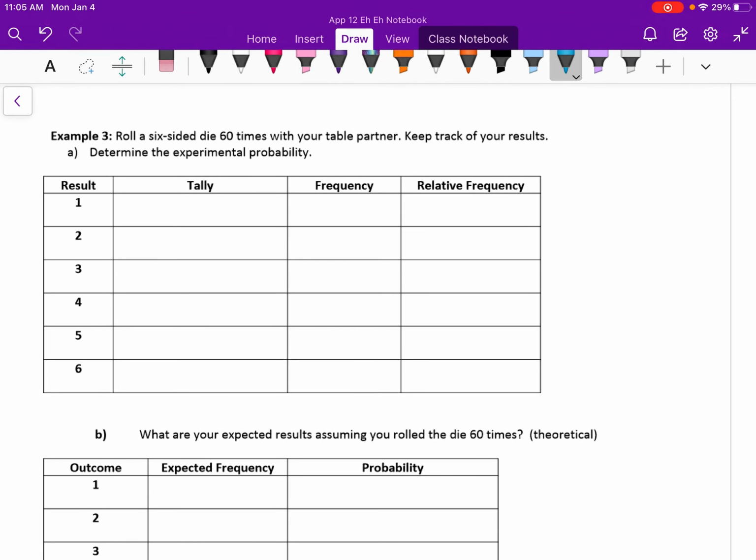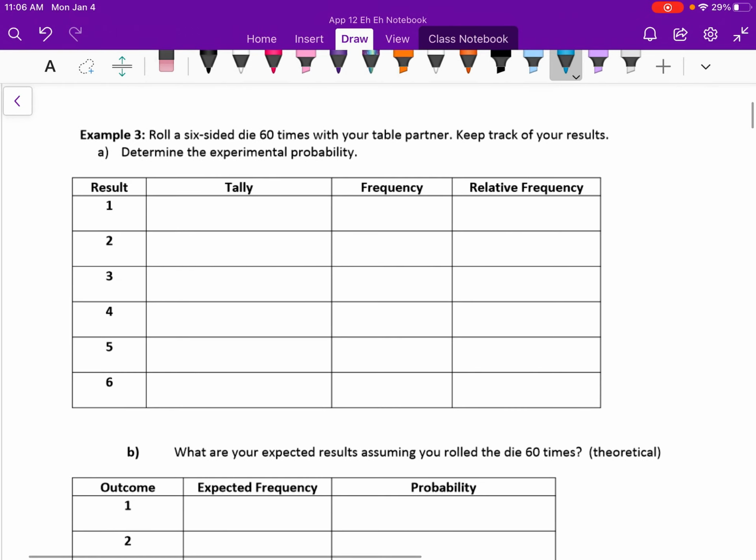Now, example 3, I needed to do some experiment here, and so I took a good portion of my morning, but rolling a 6-sided die 60 times on your table. So I brought out a 6-sided die, and I've rolled it 60 times on the table. So I'm going to keep track of my results.